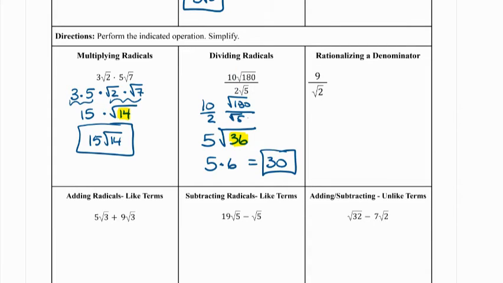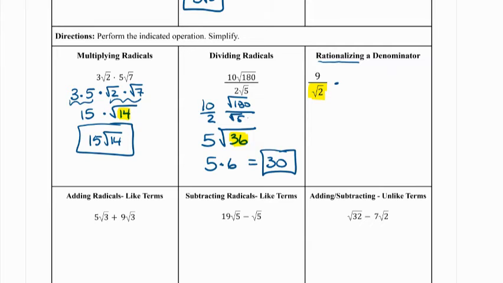Our last process is called rationalizing a denominator. There's a rule that we are not allowed to have, in a simplified form, a square root or a radical in the denominator of a fraction. So when we have one, we need to learn how to rationalize and make our denominator a whole number without a square root.